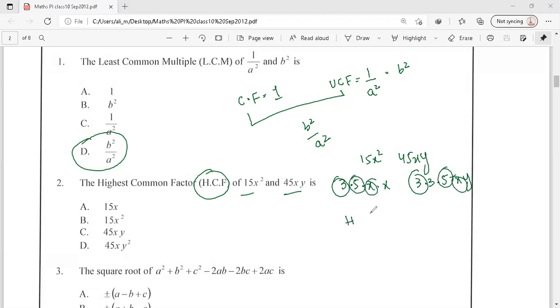So HCF in these two terms is 3, 5, and x. So 5 3s are 15 and x. So 15x is the right answer. That is the HCF in these two terms. So option A will be the right answer.